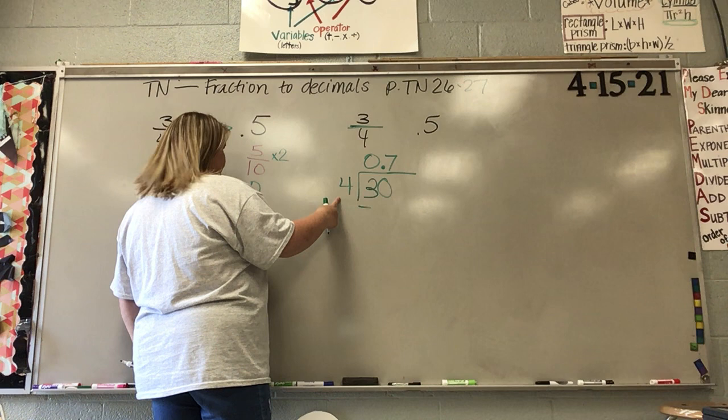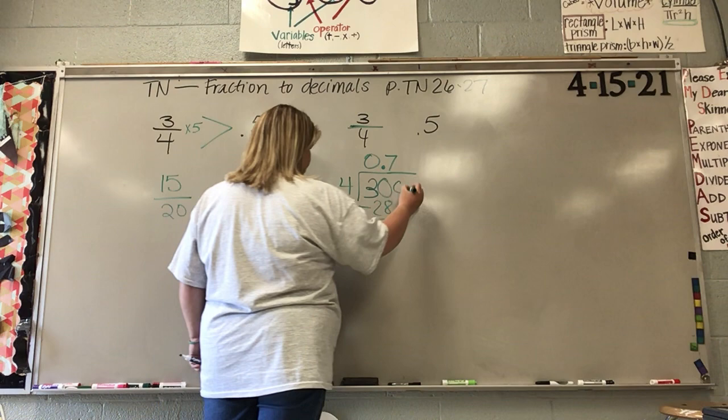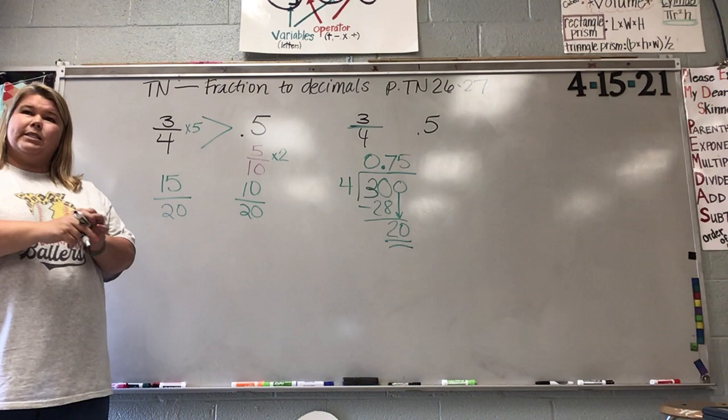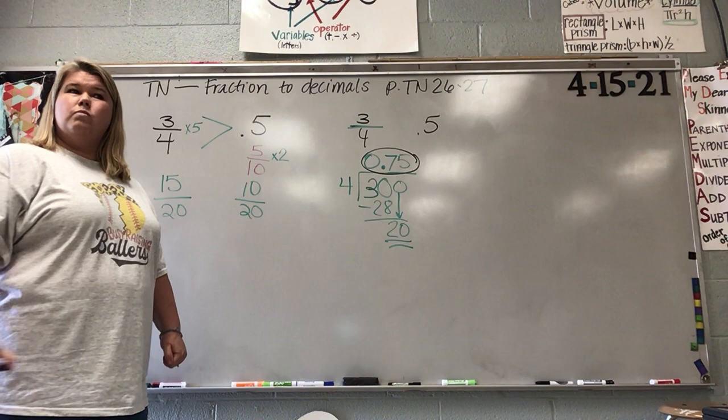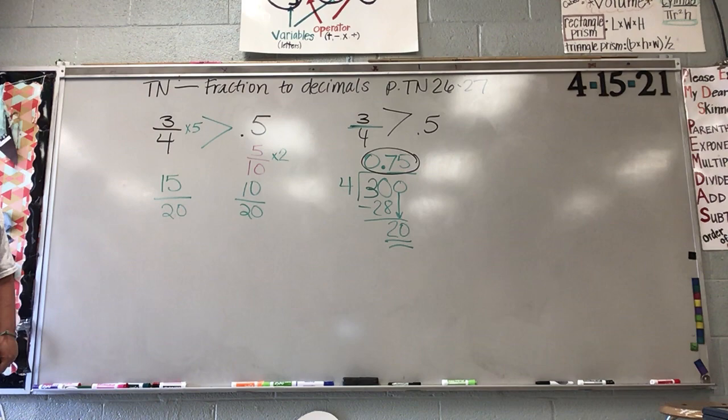So I subtract it, which leaves me? 2. Now what do I do? Add a 0. 4 goes into 20? 5. So guess what 3/4 is as a decimal? 0.75. Who's greater? The 3/4. Yes. 0.75. Even if it was 0.7, it'd still be greater.